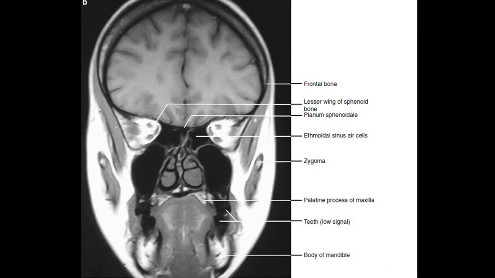This is a more posterior section. This is the brain, frontal bone, and the zygoma, which is the zygomatic bone. This is the body of mandible, and these are the teeth. This is the palatine process of maxilla.